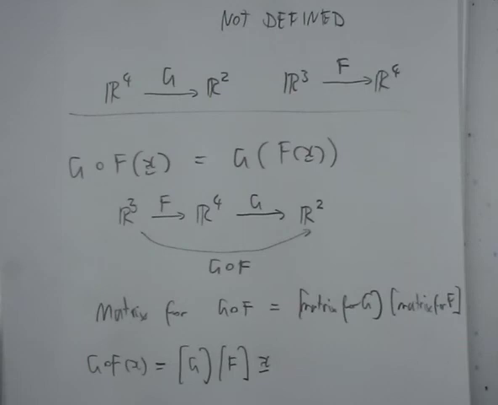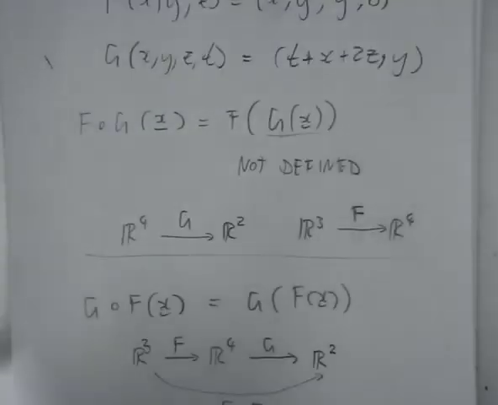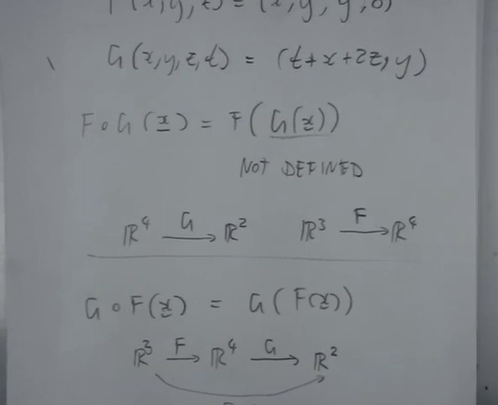Yes? Is there a fast way to go straight to the composition matrix without doing all the F and G matrices individually? So I've just been asked, is there a fast way of going straight to the composition matrix without doing f and g individually? Yes, there is.